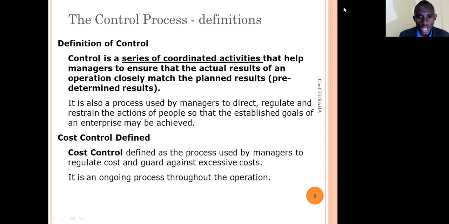It is not a one-day process. It is an ongoing process. If today you have ensured effective cost control, you need it also today. You must do it also today and tomorrow, even the day after tomorrow, until always you must ensure an effective control process.